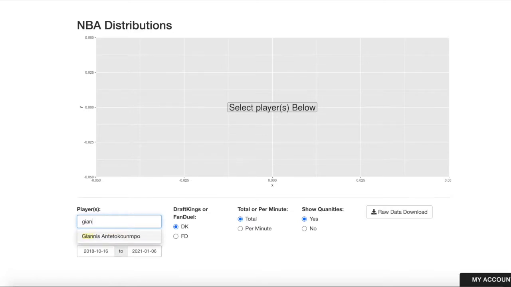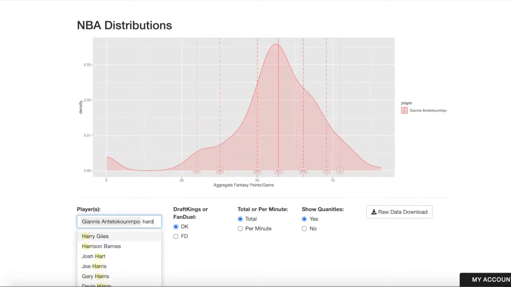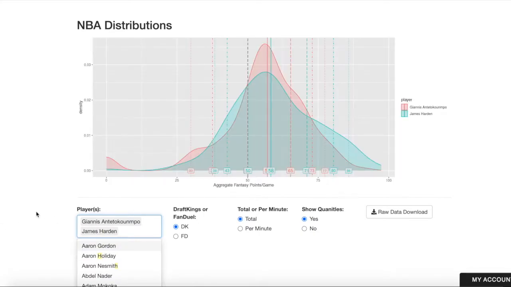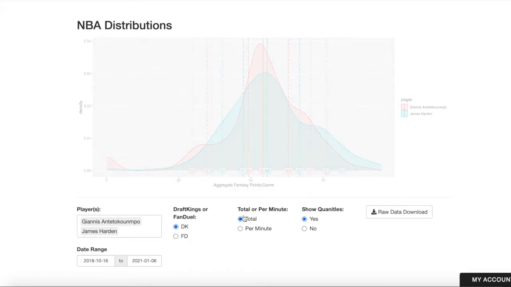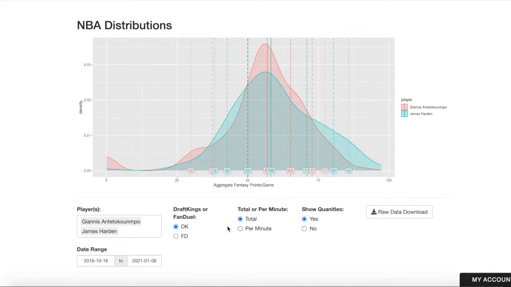outcomes. We can type in players' names to search players and add them to the distribution plot above. We can look at them either on FanDuel or DraftKings scoring. We can look at their distribution per game or total and per minute. We can also select or deselect to show quantiles. I typically enjoy using the quantiles as it's a good way to compare players median to median, 75th percentile to 75th, floor to floor, stuff like that.